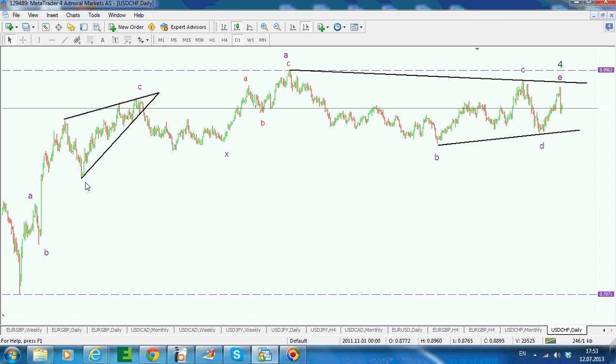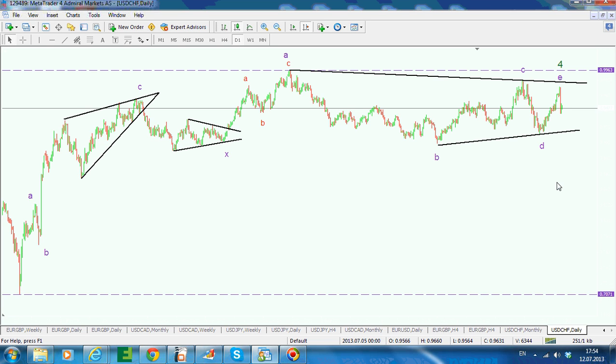It doesn't really matter. The important thing and the important fact is that this is an ABC, either like this or like this. Now, if this is an ABC, then we have here another important contracting triangle for the X wave, in the form of a complex correction of a lower degree. So the contracting triangle breaking higher, making A, B, C, D, E. So about time to move to the downside.